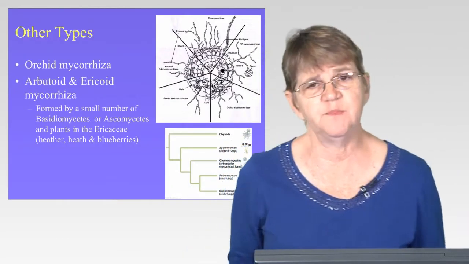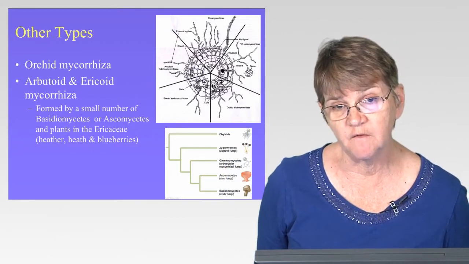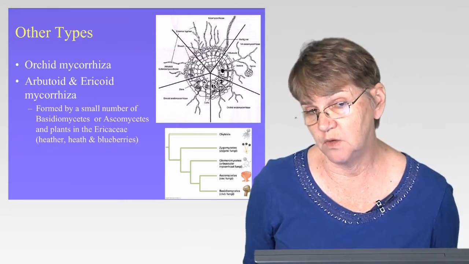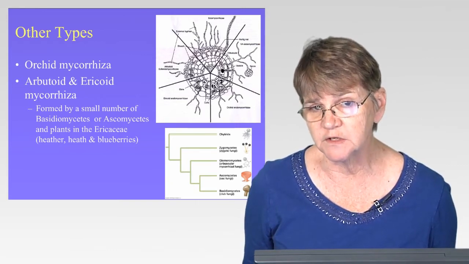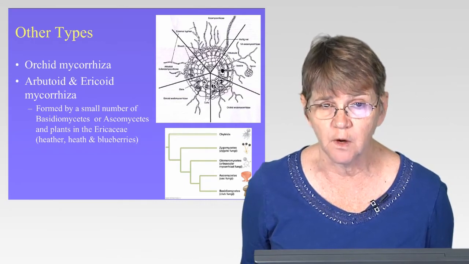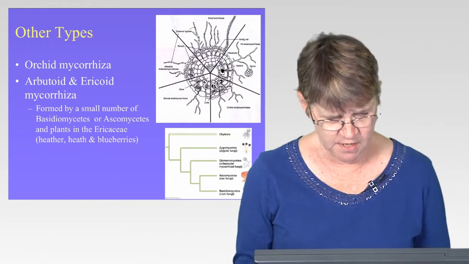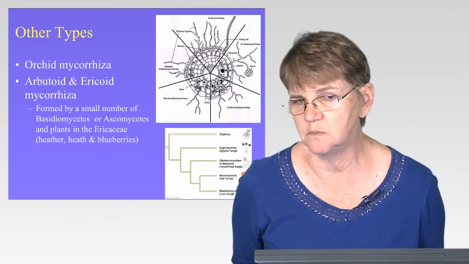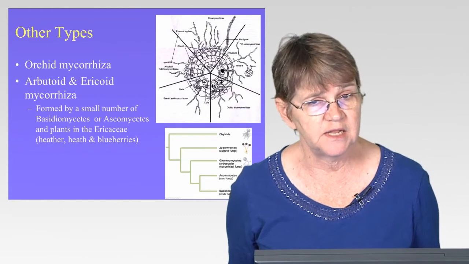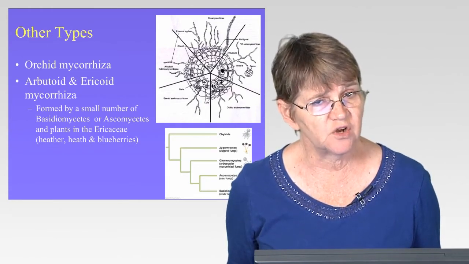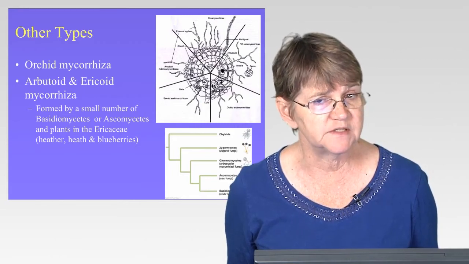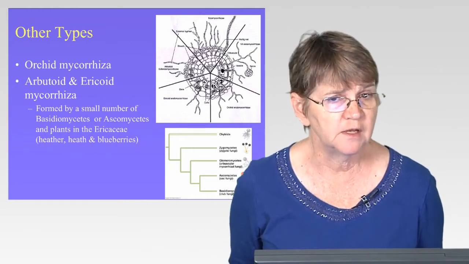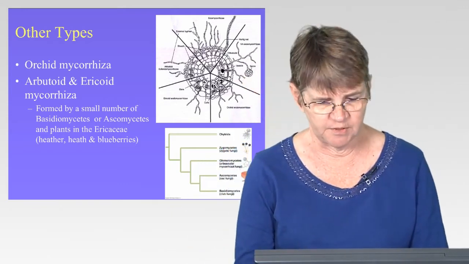Now there are some other types that I want to mention, some other types of endomycorrhizae. There's an association of orchids with fungi, which is very involved in helping the seeds of orchids germinate and the little seedlings grow. There are also other types called arbutoid and ericoid mycorrhizae, which form in areas that are very cold and wet, and this includes the heather and heaths. The fungi involved are Basidiomycetes and Ascomycetes, and the plants are in the family Ericaceae. These are very minor types of mycorrhizae, probably involving less than 1% of the plant species.